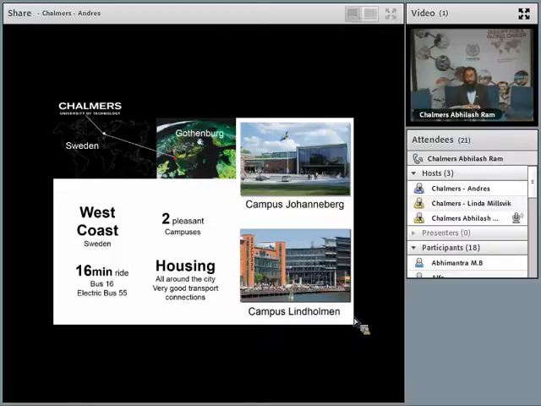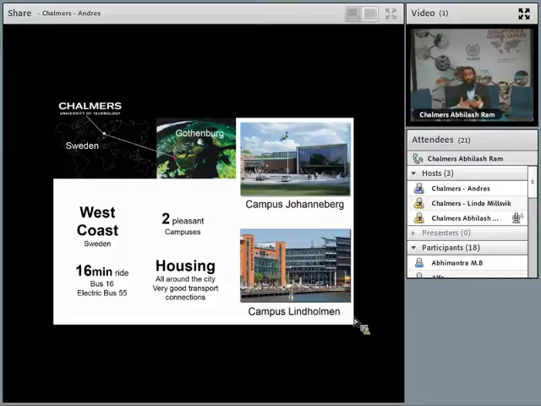There's also an electric bus number 55 that runs between these 2 campuses that is a result of something called the triple helix. The triple helix is a concept where education, industry, and society work together to create a synergy so as to result in a sustainable solution. In this case, the problem was public transport.